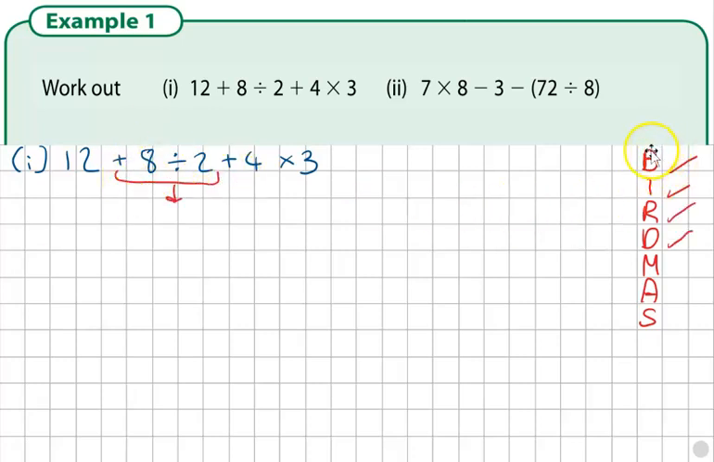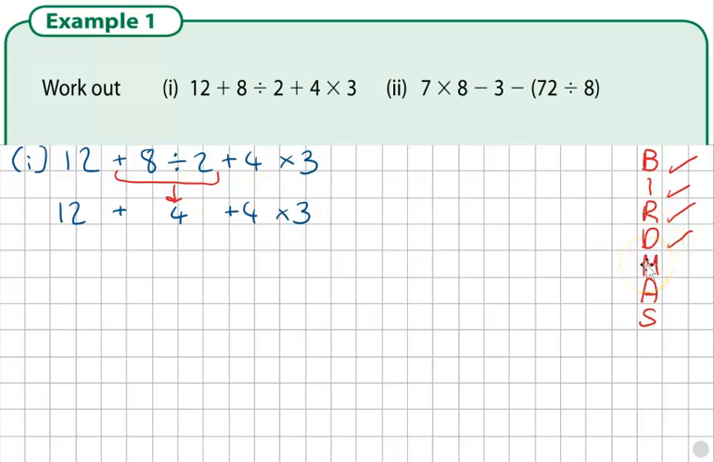So you can see I ticked off the B, the I, and the R because we don't have any, so I skip on to the D, which stands for division. So 8 ÷ 2 is 4. And then I just bring everything else down. So I bring down the 12, the plus 4, and the times 3. So then I go back to my list. I've done all the division.